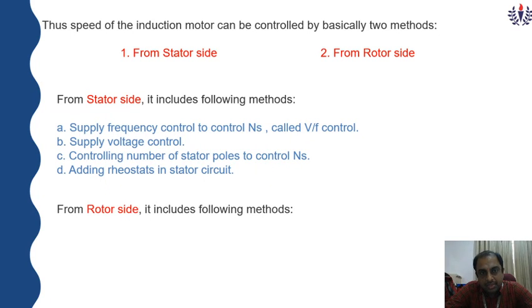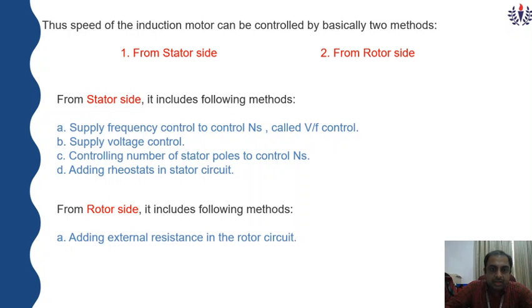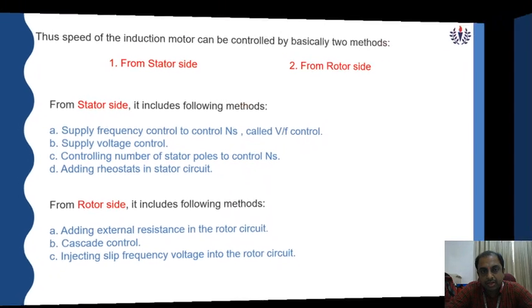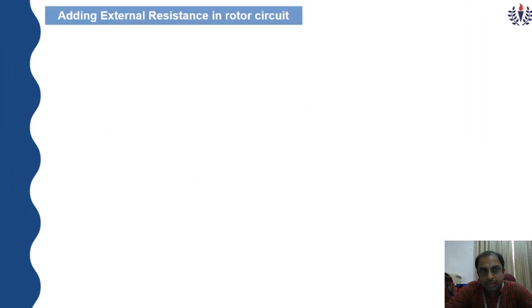And from the rotor side, there are three methods. The first method is adding external resistance. The second method is cascade control. The third method is injecting slip frequency voltage into the rotor circuit. Now we'll see them one by one. First is adding external resistance in the rotor circuit.